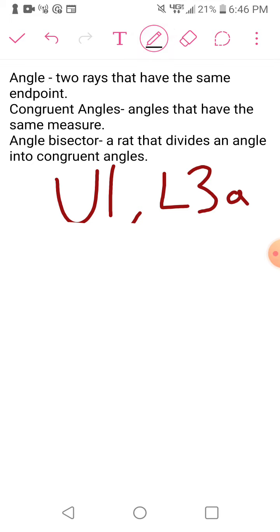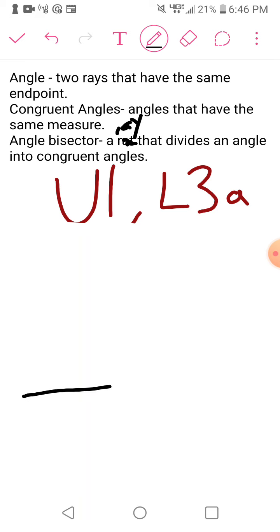And then angle bisector. Sorry about that. That's not what that's supposed to be. What was it supposed to be? A ray that divides an angle into congruent angles.